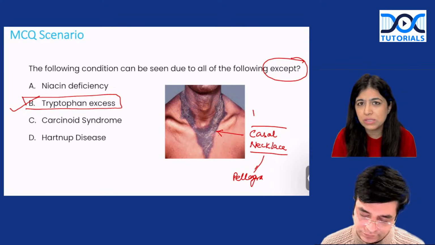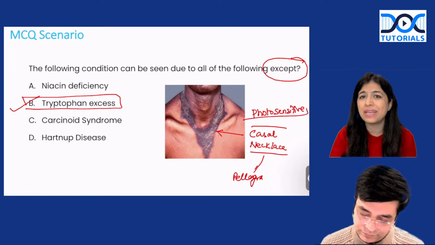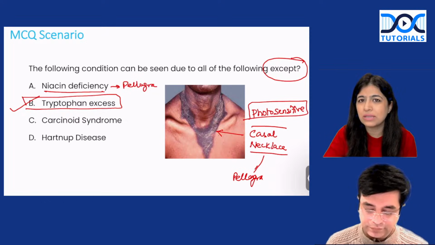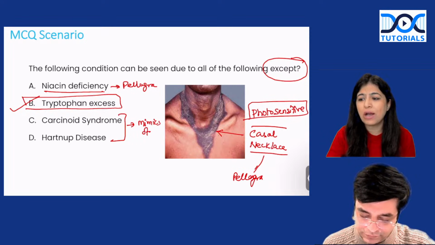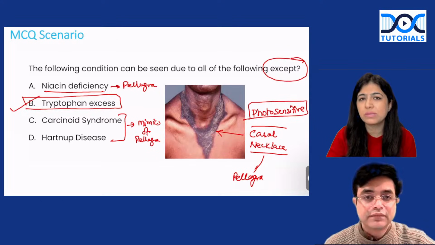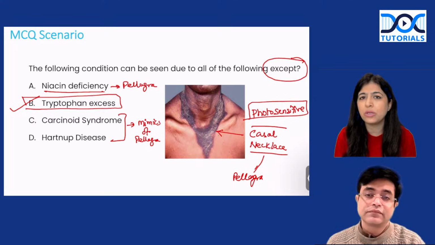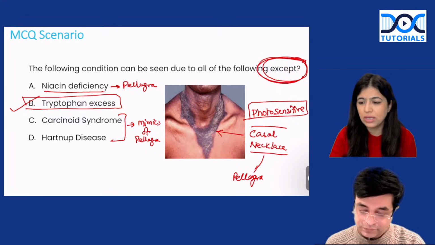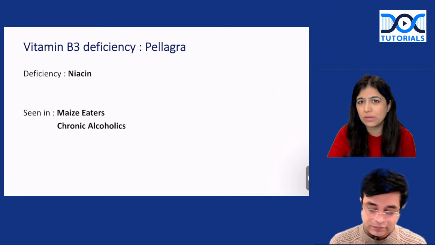There are multiple causes of a photosensitive rash which are listed right in front of you. Niacin deficiency, which causes pellagra, is a very important cause of that. And so are the others listed in the question here, like carcinoid and Hartnup disease. Now, just based upon the image, it is not possible to differentiate. So look at the question. It's not asking you to differentiate. It is only asking you which of these conditions can show a photosensitive rash. Now, moving to pellagra, this happens due to deficiency of vitamin B3.